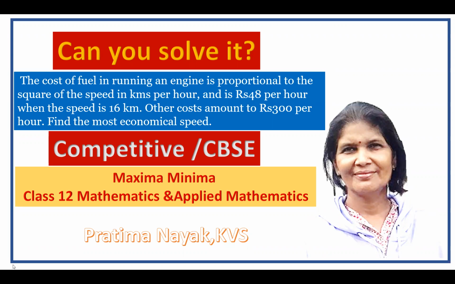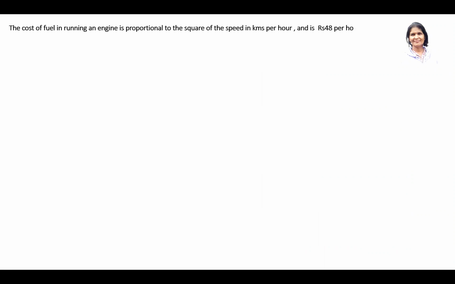So for this, you have to read the question very mindfully. The cost of fuel in running an engine is proportional to the square of the speed. It is 48 per hour when the speed is 16 km. Other costs amount to rupees 300 per hour. Find the most economical speed.